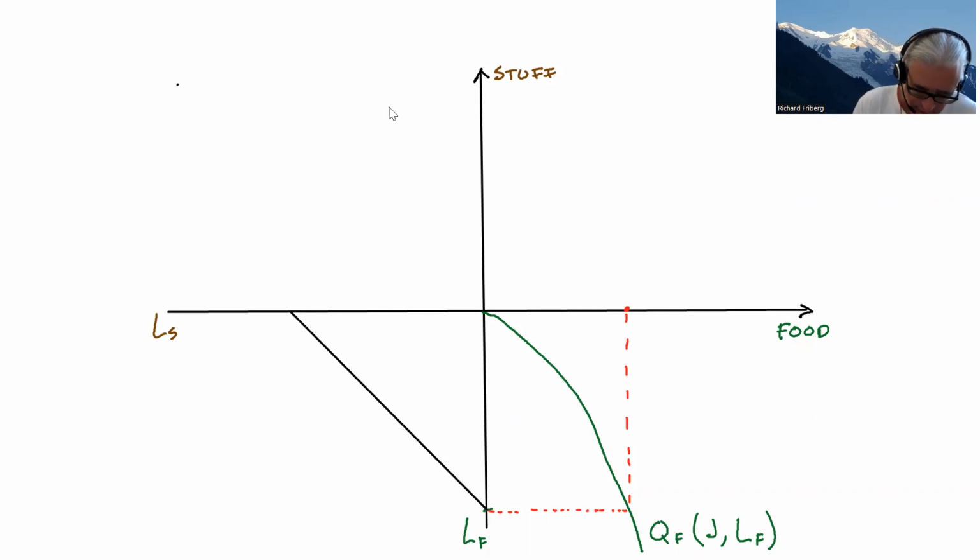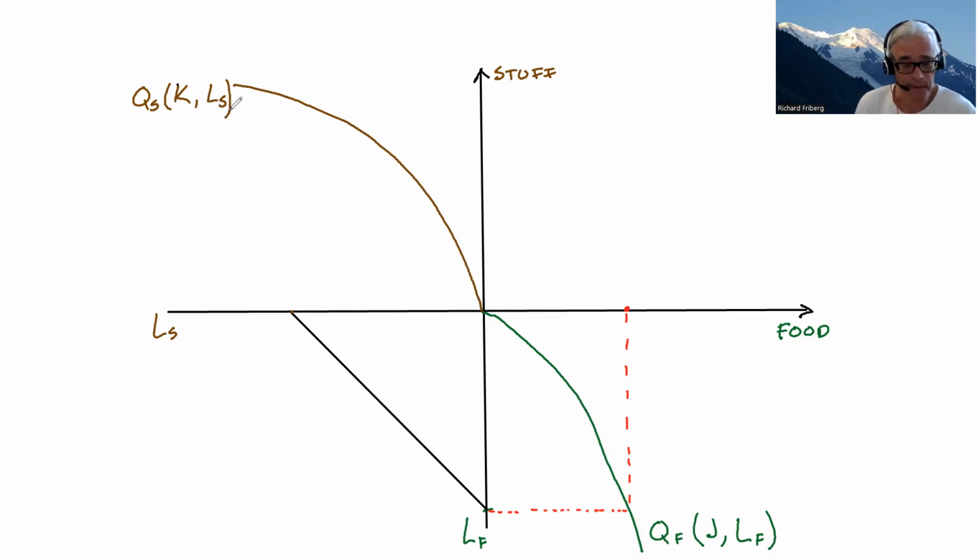Okay, so just as we looked at the case where everyone worked in agriculture, we can look at the case where everyone works in production of stuff. So how much stuff are they producing then? Something like this. So we have a production function there for QS, stuff. It depends on K, capital, how much is used in the production of stuff, and the amount of labor used in this sector. Okay. So let's similarly look at the case where everyone is producing stuff. How much stuff are they producing then? Well, this much.